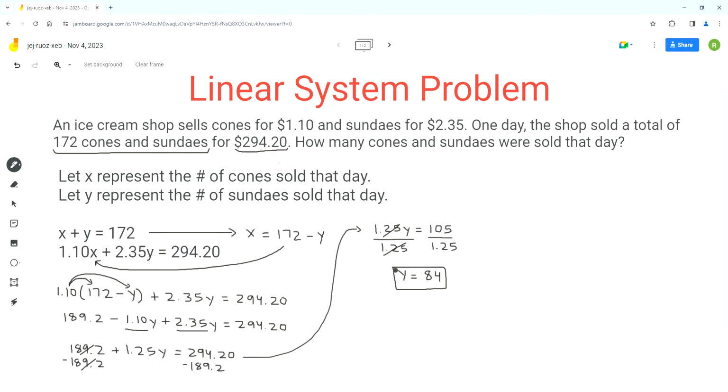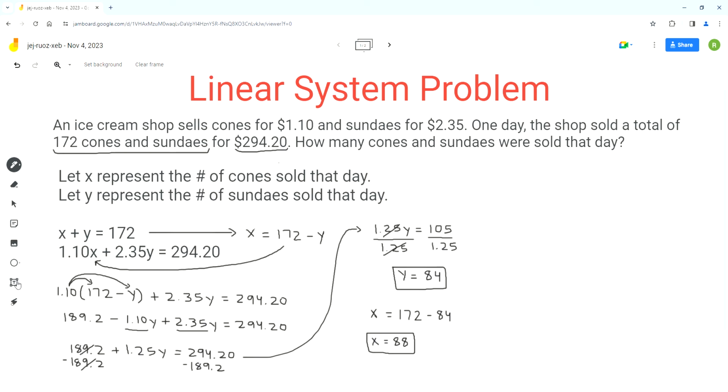Now for this problem, we have to find the number of cones and sundaes that were sold that day. So we also have to solve for x, and for that we can use this equation here in which we isolated x from the first equation. So we can do x equals 172 minus 84. So I get x equals 88. So that's the number of cones sold that day.